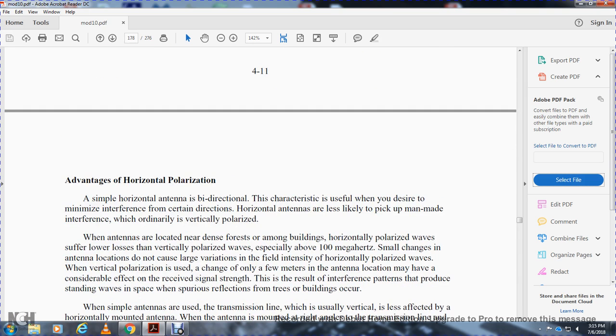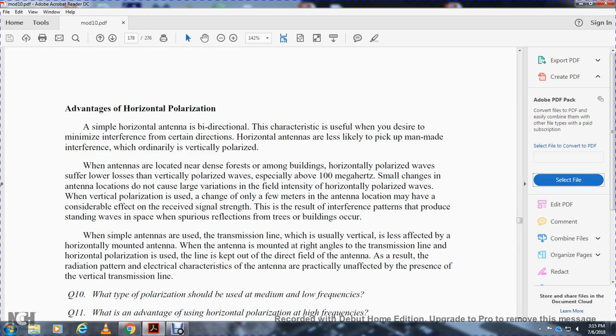Advantages of horizontal polarization. A simple horizontal antenna has a bidirectional character, which is desirable to minimize interference from a certain direction. Horizontal antennas are less likely to pick up man-made interference than ordinary vertically polarized ones. When antennas are located near dense structures among buildings, the horizontally polarized wave suffers less than the vertically polarized wave, especially above 100 MHz. A small change of antenna location does not cause large variation in field intensity for horizontally polarized waves. With vertical polarization, even a change of a few meters in antenna location may have a considerable effect on the received signal strength.